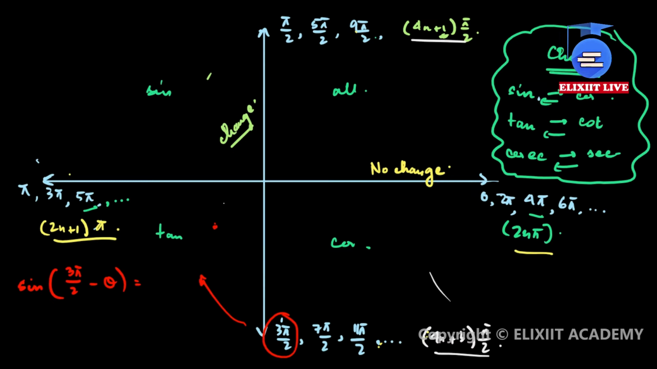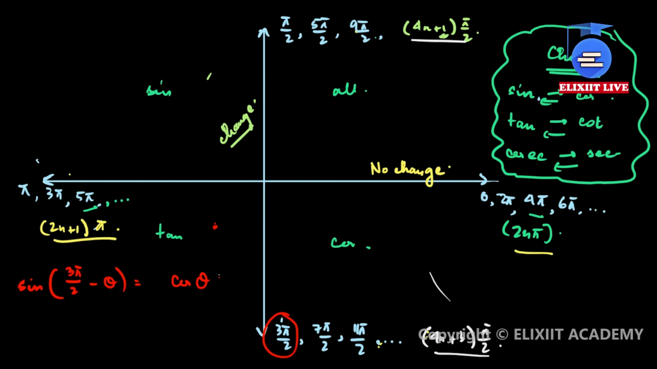First thing you need to check: in sine of 3 pi by 2 minus theta, will there be change or no change? There will be change. Why? Because 3 pi by 2 lies on the y-axis, and as I told you, if you proceed on the y-axis, there will be change. Change means sine theta will become cos theta. So first you will write cos theta. Sine will become cos.